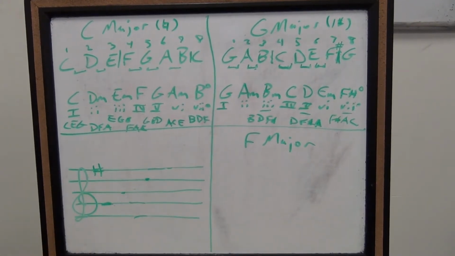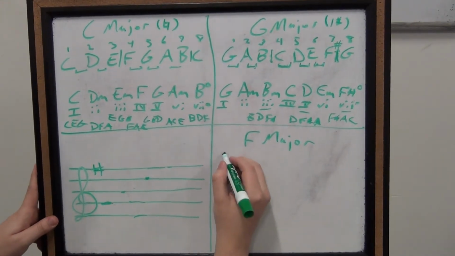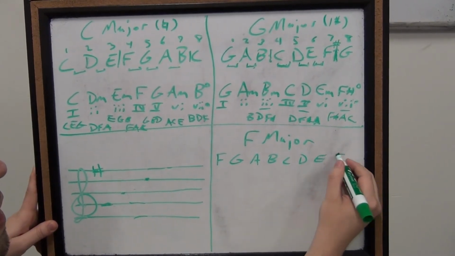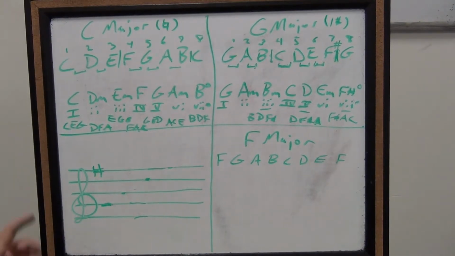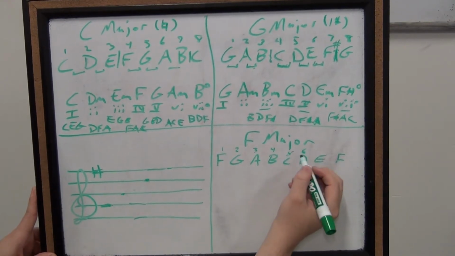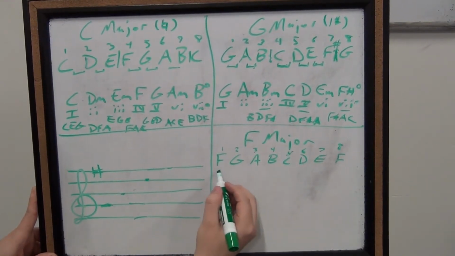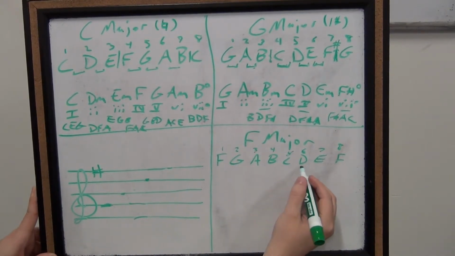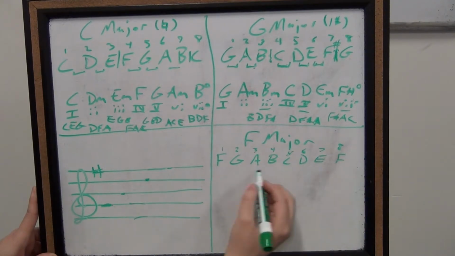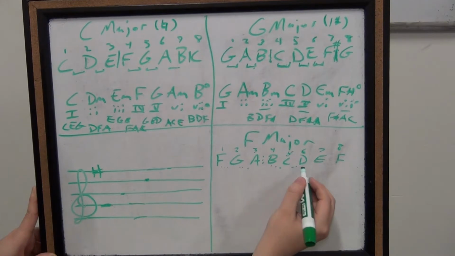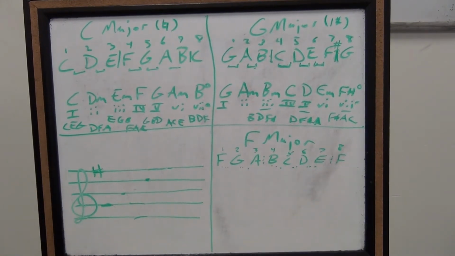So let's see what F looks like. So the same thing, we're just going to go through the alphabet, F, G, A, B, C, D, E, F, and we want the same pattern. We still want it to go whole from 1 to 2, whole from 2 to 3, half 3 to 4, whole 4 to 5, whole 5 to 6, whole 6 to 7, half 7 to 8. So we want a whole, a whole, a half, a whole, a whole, a whole, a half. That's what we want. That's not what it is. We gotta make it be that.